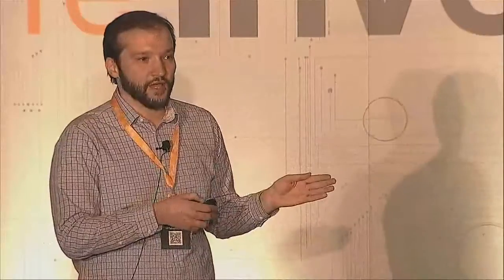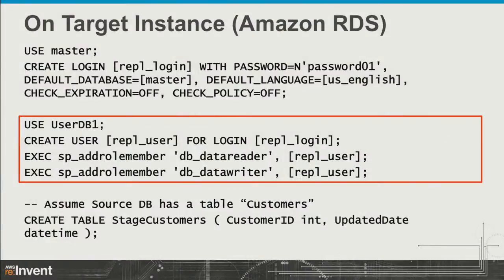In my example here, I'm assuming that I need to move a table called customers, and that table only contains two columns, customer ID and the update date. So I'll create a staging table in my target database where I will be moving the chunks of data used at each of the iterations of the replication.